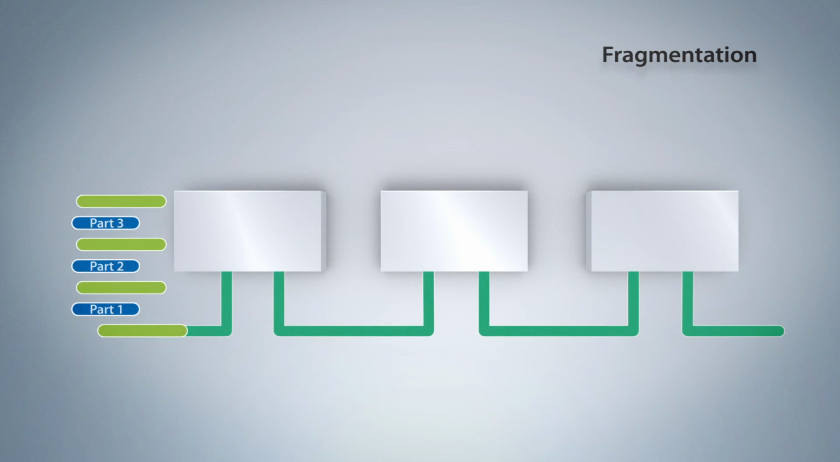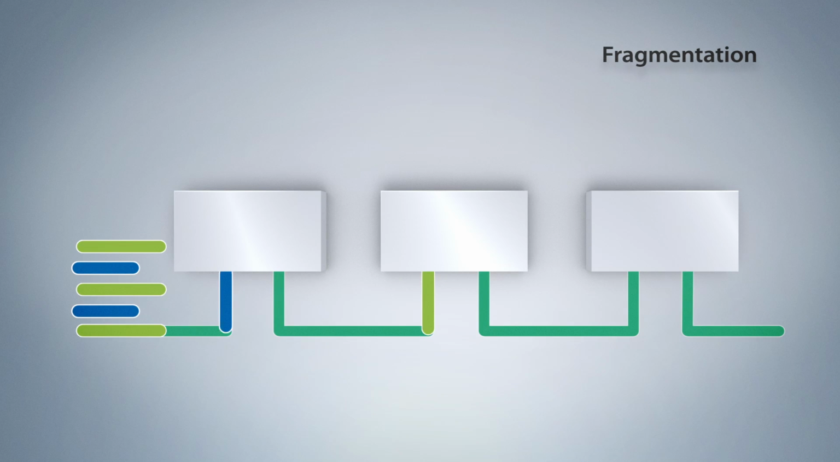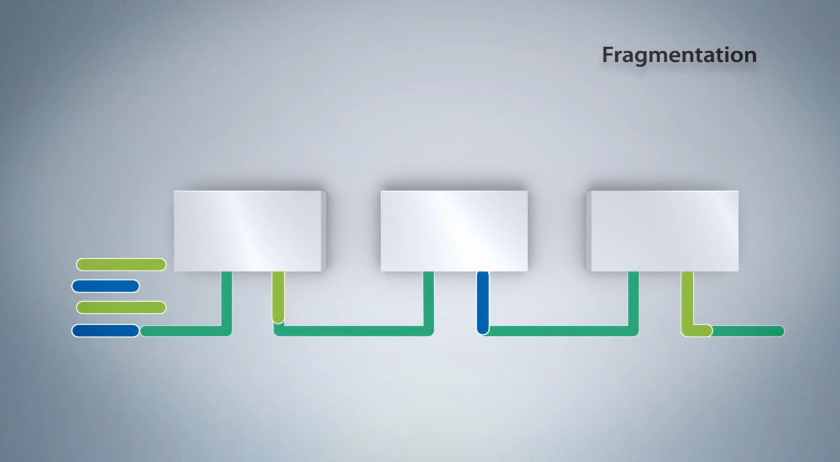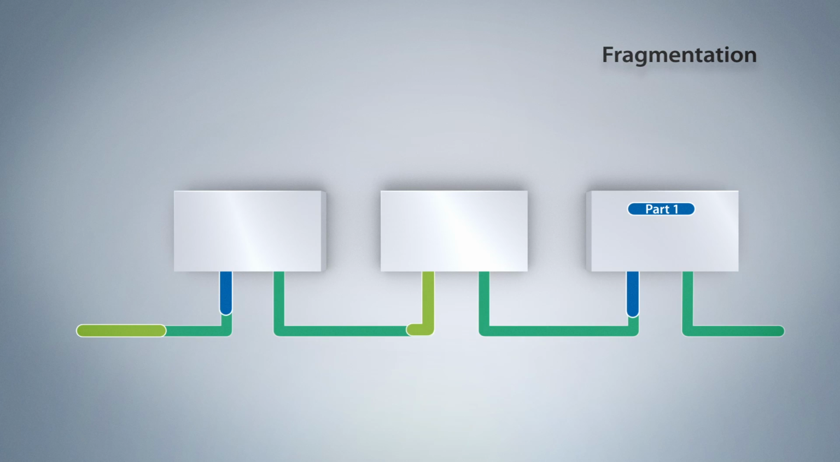With fragmentation, these long TCP/IP frames are split into subframes. The cycle time for PROFINET data can thus be reduced to 31.25 microseconds. The last device reassembles the frame parts into the original TCP/IP frame.